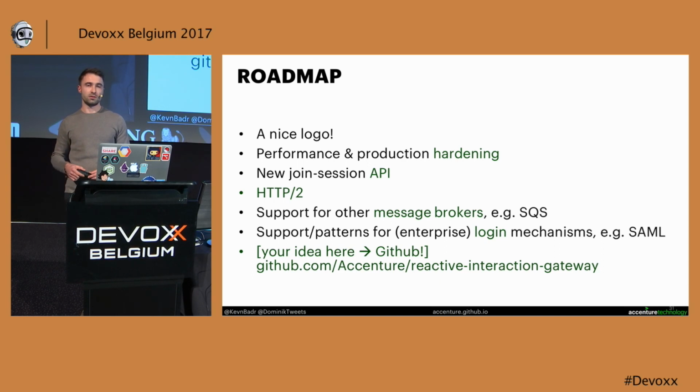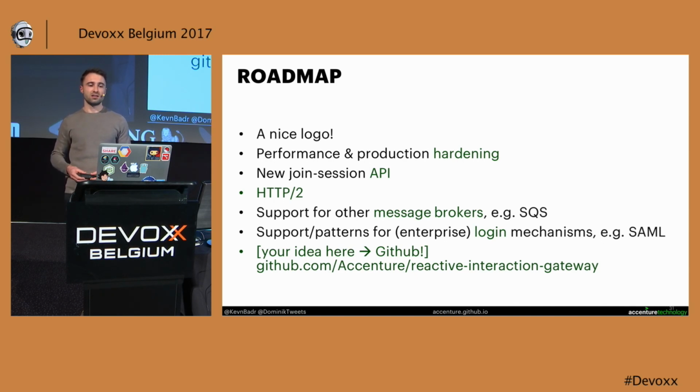We're going for HTTP 2 support. We don't have it quite yet. At the moment, we have server-sent events and WebSockets with a long polling fallback. So these are the transports that we have currently implemented. And at the moment, we are only supporting Kafka as the message broker, but we are thinking about supporting other message brokers as well.